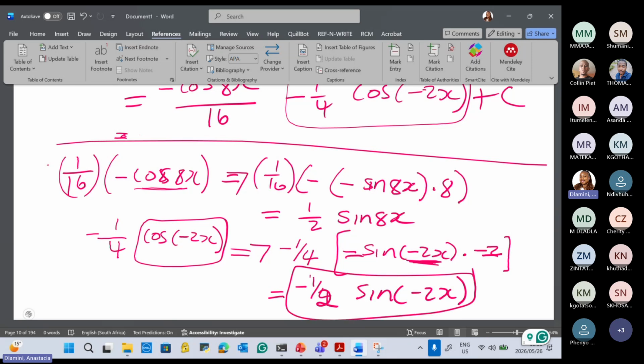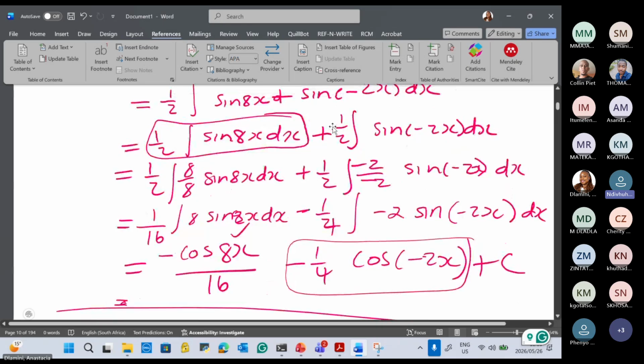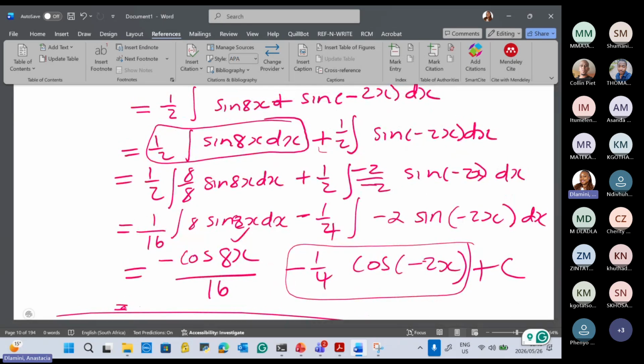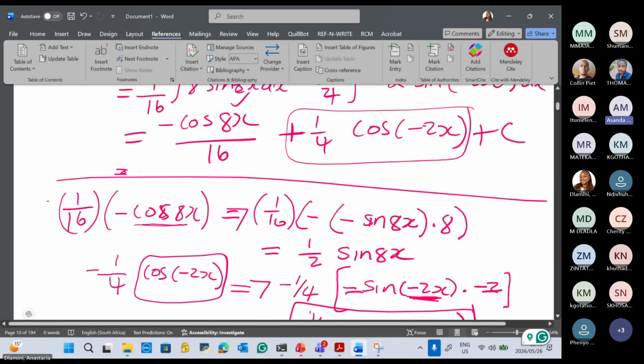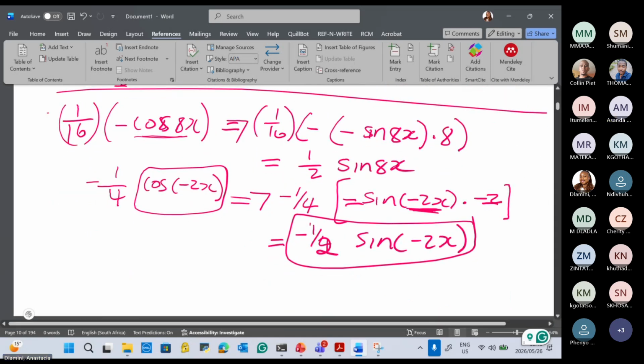Now is this equal to the one on top here, cos 2x? Do you see that it's not equal? The problem is the sign. Here it has to be positive. So where did we go wrong? When we were differentiating, it was supposed to be negative, and then we'll get a positive answer.